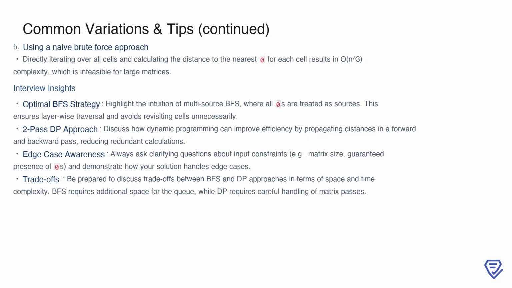Here, you propagate distances in one direction, such as top left to bottom right, and then in the reverse direction. This ensures that all cells have accurate minimum distances without redundant calculations.